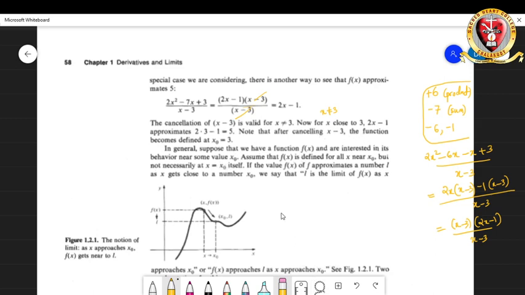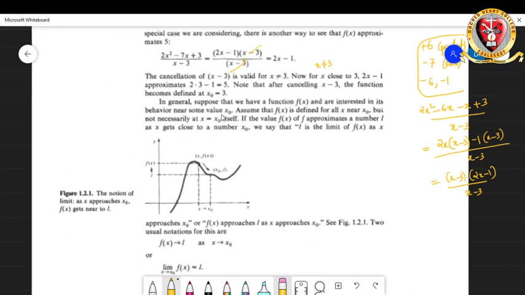Okay, so suppose we have a function f of x and we are interested to get the behavior of the function near some value x naught. Assume that f of x is defined for all x near x naught, but not necessarily at x is equal to x naught itself, like we said in the example. So if the value of f approximates to a number L as x gets closer to a number x naught, we say that L is the limit of f of x as x approaches x naught, or f of x approaches L as x approaches x naught.